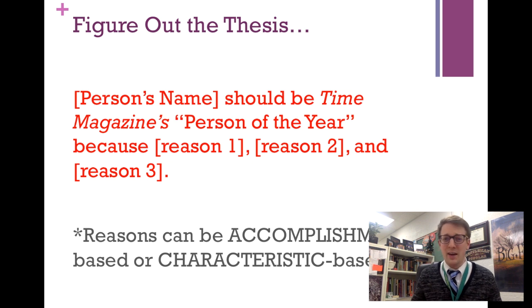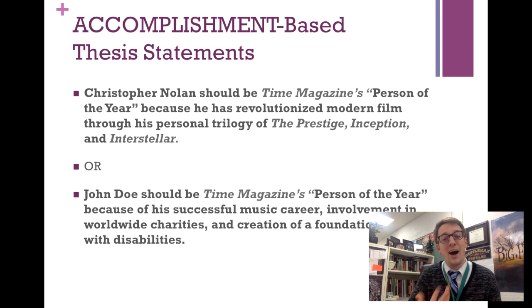And then after you do that, it's important to sort of figure out the thesis. So you've read the sources, you've organized the thoughts, and you can decide, okay, why should my person be Time Magazine's Person of the Year? Not just because, but you should have 3 reasons for your 3 body paragraphs. And they could be accomplishment-based or characteristic-based. I think accomplishment-based is stronger.